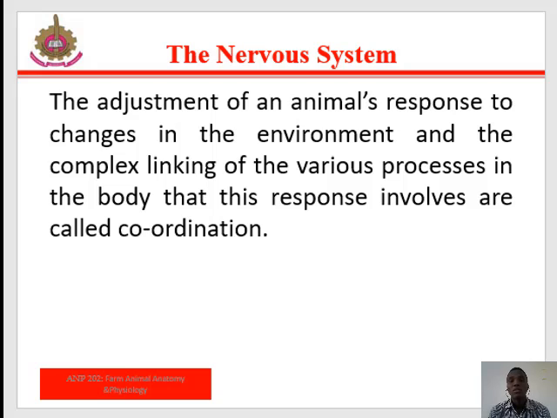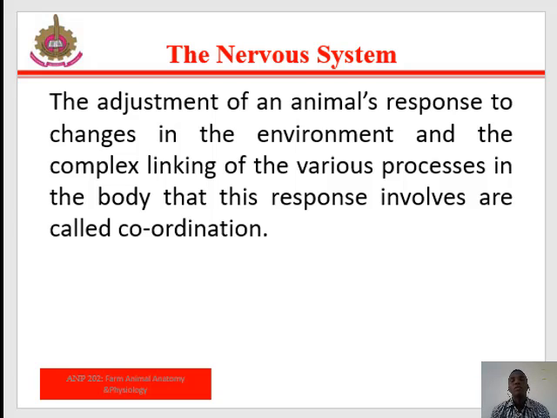The adjustment of an animal's response to changes in the environment and the complex linking of the various processes in the body that this response involves are called coordination. Two systems are involved in coordination in animals. These are the nervous and the endocrine systems. Since we are discussing the nervous system here, we are not going to talk much about the endocrine system.